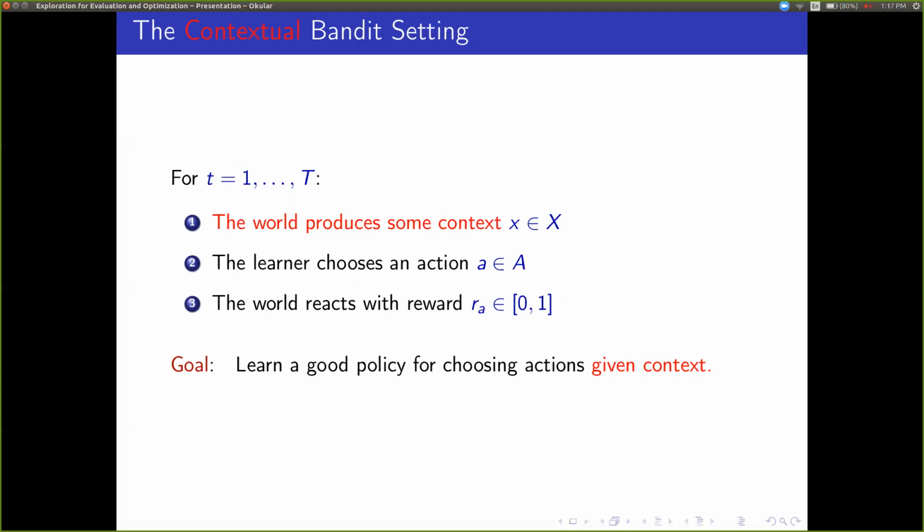Can it be a continuous reward range? Yeah, so when I say these brackets, they mean continuous. I didn't see that. Okay.